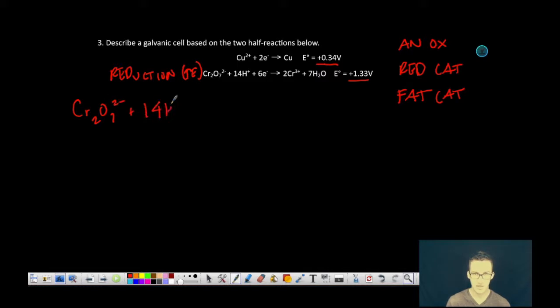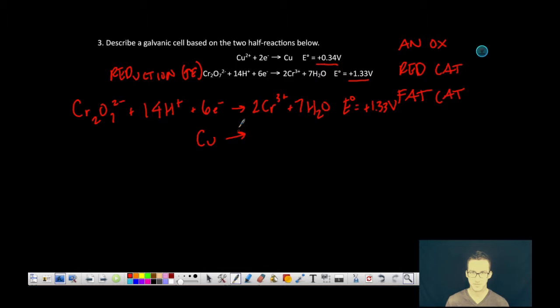This one's taking place in acidic conditions, indicated by those hydrogen ions there. Positive 1.33 volts for this reduction half reaction. The oxidation half reaction then is going to be the reverse of what we see here. So we're going to end up with solid copper losing electrons to form the copper 2+ ion in solution.